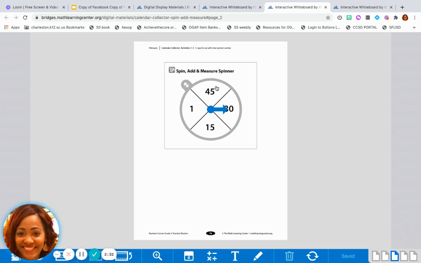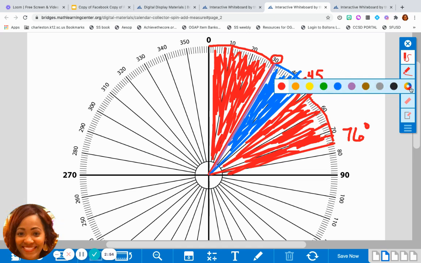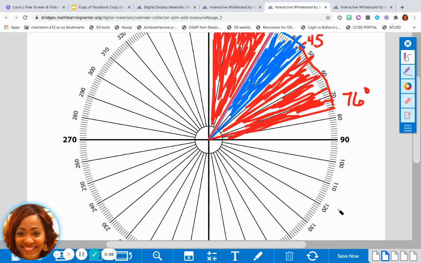So let's go ahead and do our calendar collector. I will spin first. It looks like we're adding another 30 degrees, so 1 thirty-degree angle if you want to think about it like that. Right now we have 76 degrees. So if we're adding 30 degrees to that, what are we going to land on? What's 30 plus 76? Good, it would be 106.